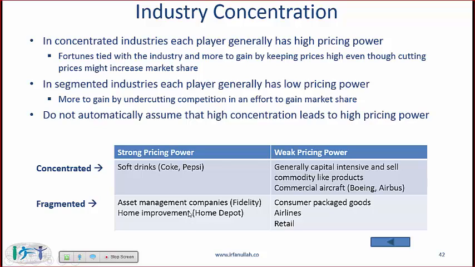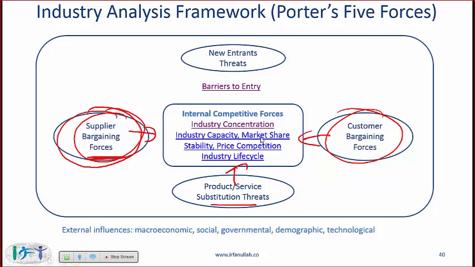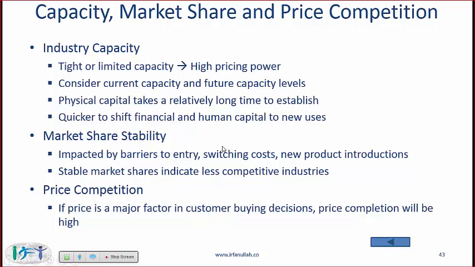So in areas where the cost is not a large percentage of the buyer's budget and where there is a brand and a link with the customer, there it is possible to have high pricing power even though the industry is fragmented. Next, we look at industry capacity, market share, and so on.